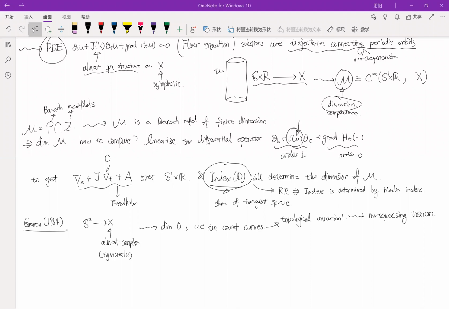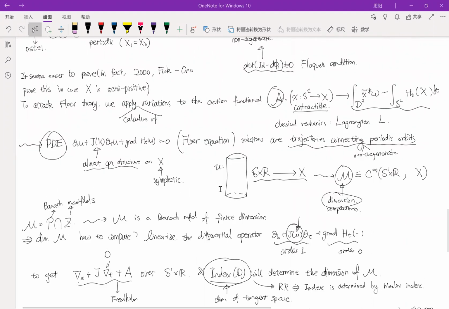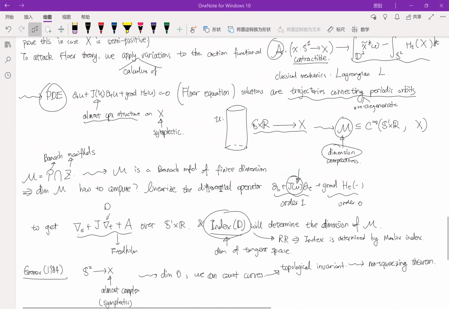Oh yes, it is. Yes, we can just directly change the two coordinates. Okay.